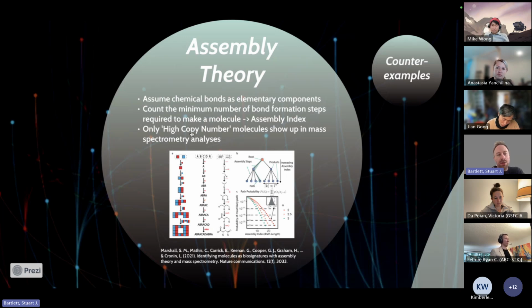So their proposal is that if we find molecules out there with a high assembly index, this measure of the number of steps taken to produce the object, and a high copy number, as in there are many of the molecules present, when you do your mass spec analysis you can see it, as in it's not just one of the object or a small number. Then that suggests that an information processing system produced this object.